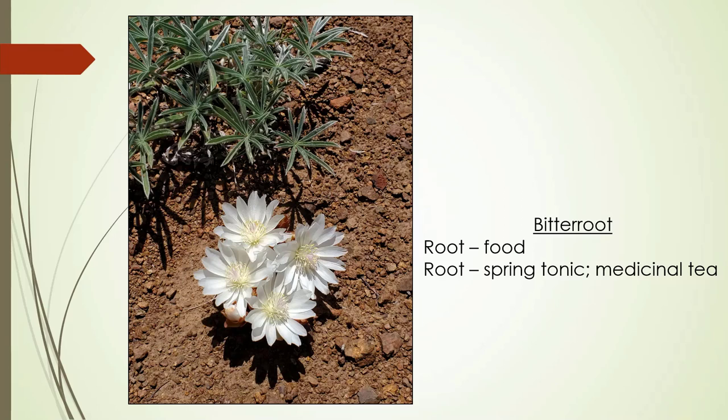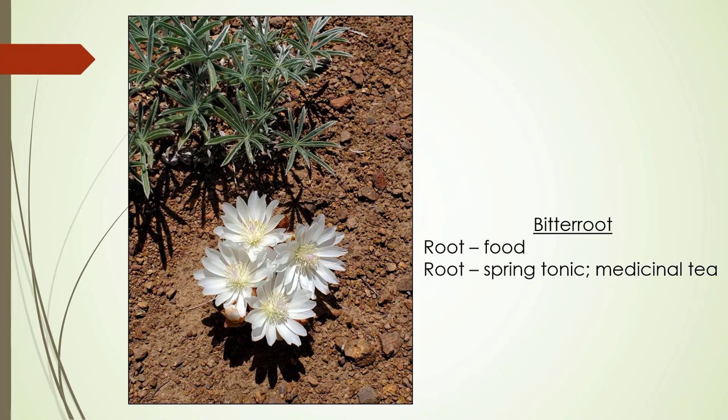And bitterroot was not so widely used with the Shoshone people. It was a little bit more important farther north in Montana, like the Bitterroot Valley area. But it was still sought after as an early spring food. It's bitter, and the leaves would be taken off, and then the root would be boiled until the dark outside husk came off.